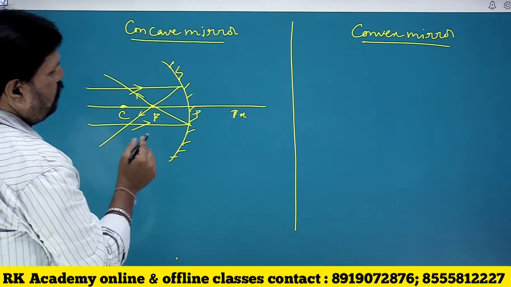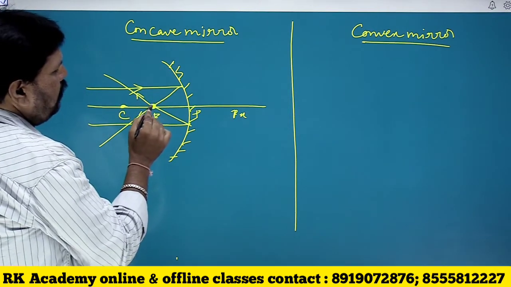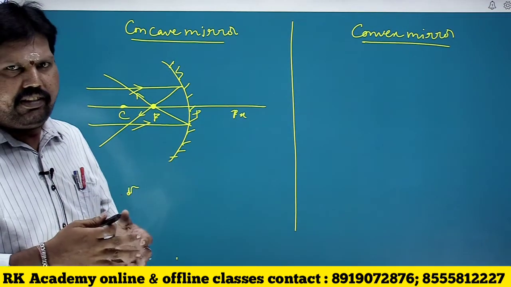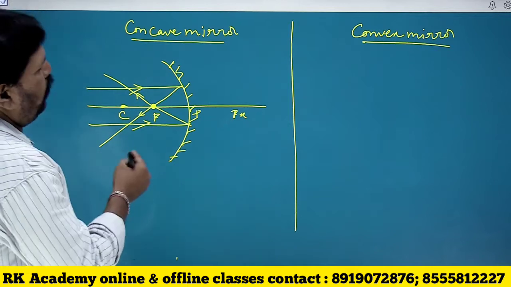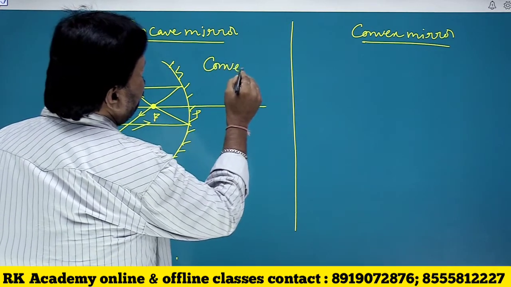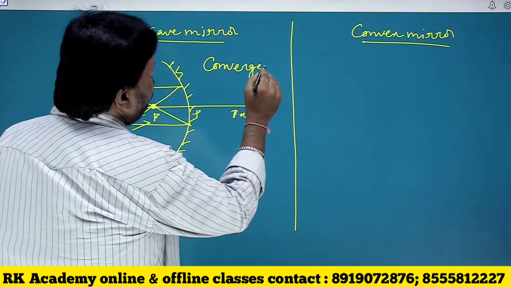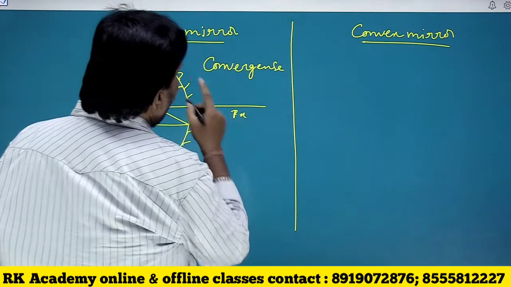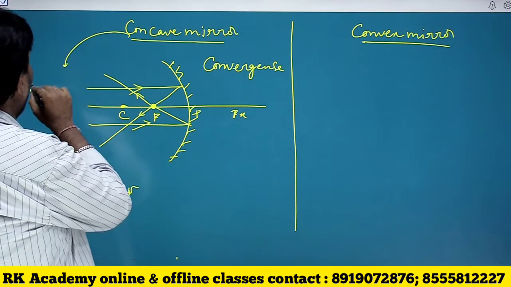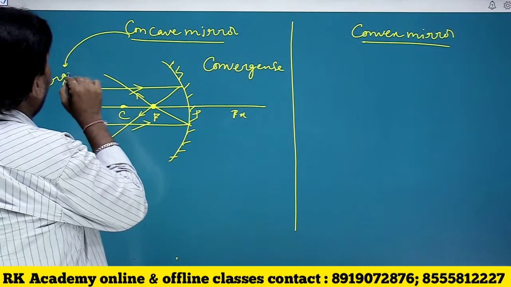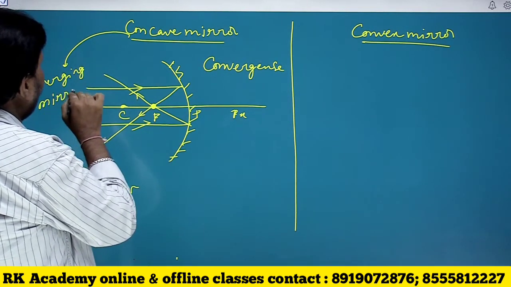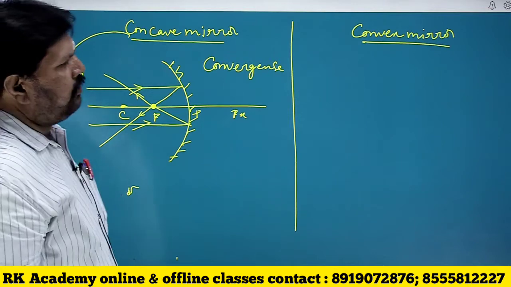Passing through the focus, these two reflected rays directly meet at a point. This is known as convergence. So that is why concave mirrors are known as converging mirrors.